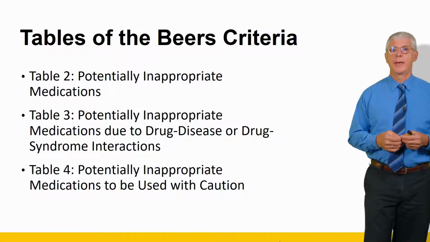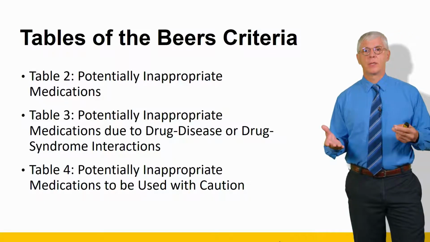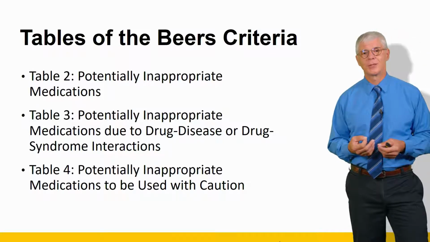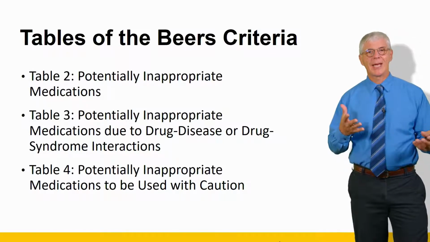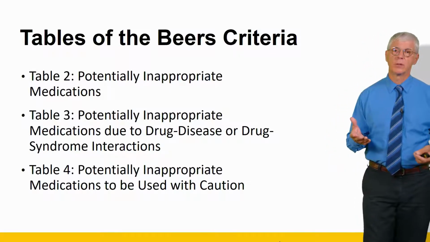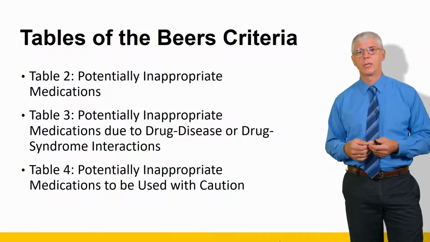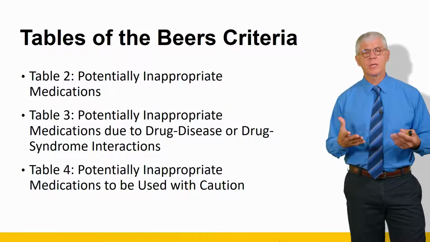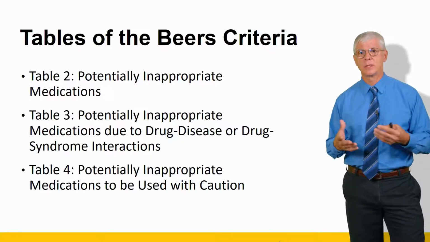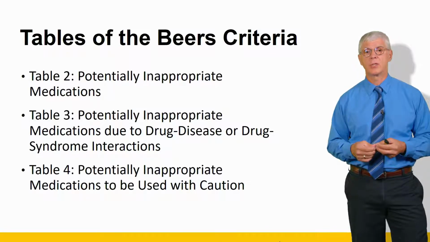Table 2 is the table that probably most of us are familiar with when we think about the Beers criteria. And it kind of goes back to that list that Dr. Beers came up with almost 30 years ago, and that's the potentially inappropriate medications. Sometimes you'll hear these referred to as PIMs, P-I-M, and it stands for potentially inappropriate medications.